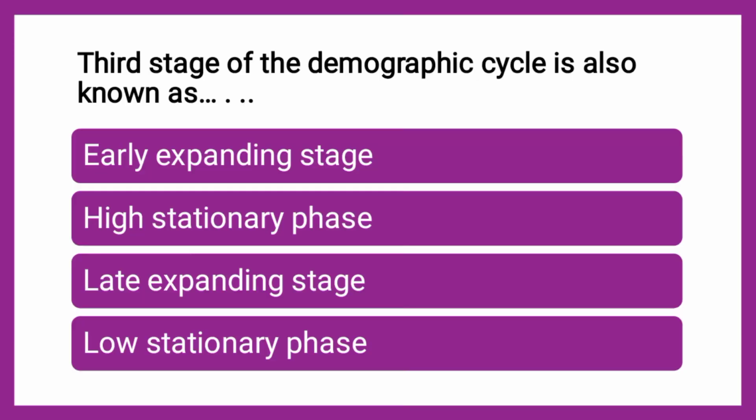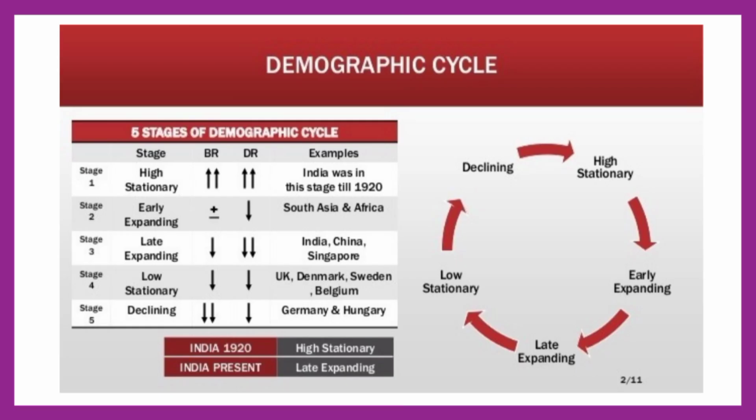Next question is, the third stage of the demographic cycle is also known as dash. Whether it is known as early expanding, high stationary, late expanding or low stationary, the correct answer is late expanding stage. Now, why is this third stage known as late expanding stage? Because late expanding means the population is expanding, increasing only, but since it is late expanding, as you can see here in the arrows, birth rate was the same as the first stage in the second stage, but now in the third stage the birth rate has declined and death rate has further declined.